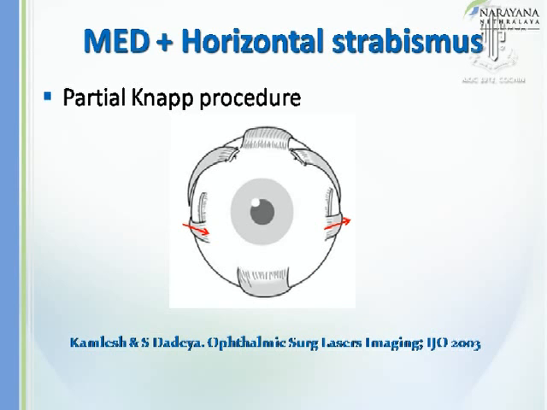The other thing is that you can also do a partial NAPS procedure, wherein you partially split the tendon of the medial and the lateral rectus. Half the tendon which is closer to the superior rectus is transposed directly, but for the remaining half you can do a recession and resection like you would do in a case of a horizontal strabismus.